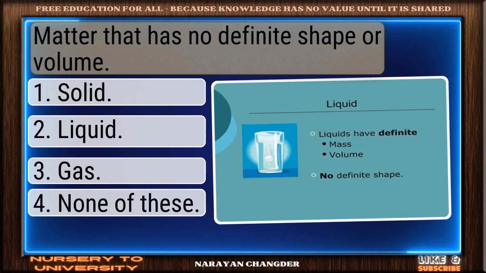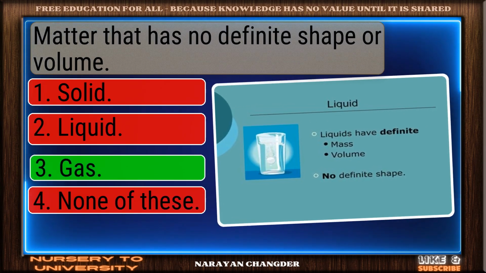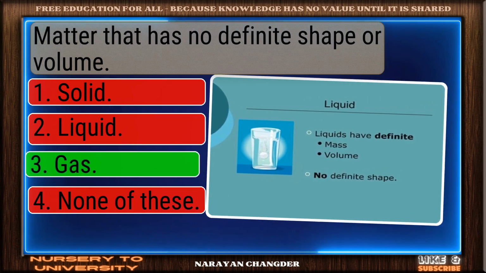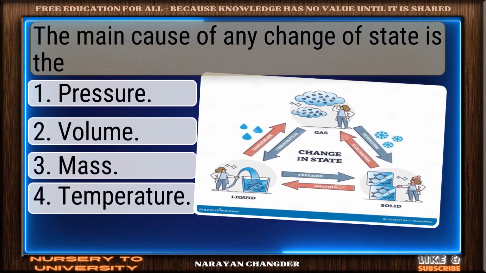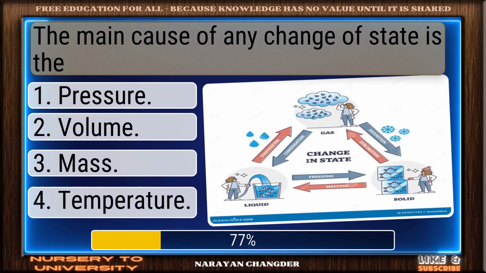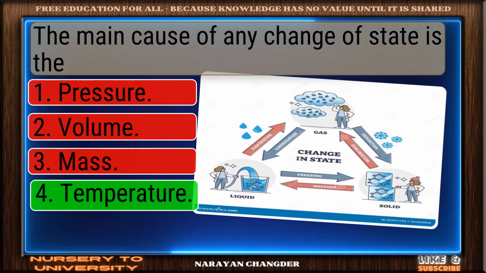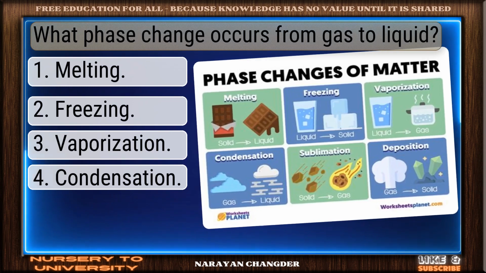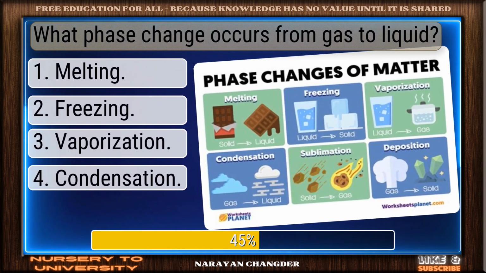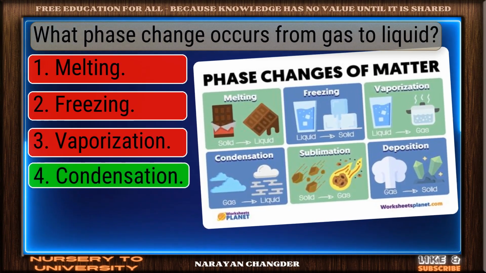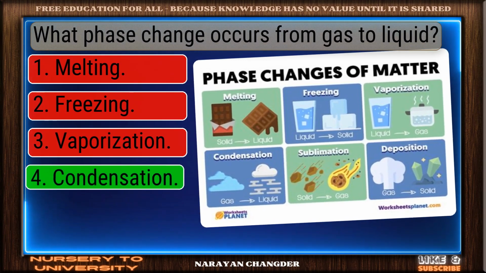Matter that has no definite shape or volume. Excellent. Gas is a brilliant choice. The main cause of any change of state is the. Well reasoned. Temperature is the correct choice. What phase change occurs from gas to liquid? Clear logic. Your choice condensation is sound and 100% true.